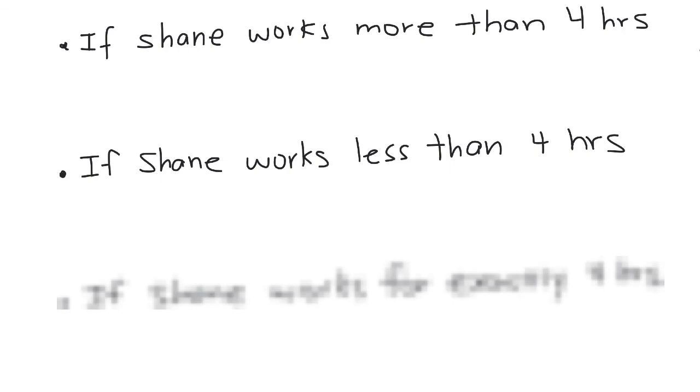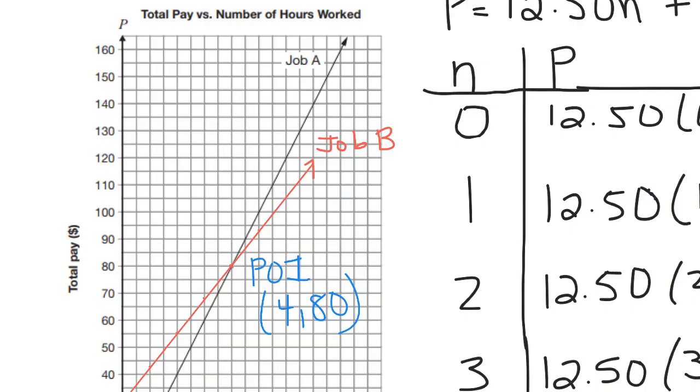So now that we have our 3 different conditions outlined for us, we're going to go back to the grid or the graph, and we're going to take a look at how do we figure out which job is better. So let's take a look at what happens if Shane works for more than 4 hours. So we have our point of intersection marked for us here. So this is the point 4, 80. And what happens if Shane works for more than 4 hours?